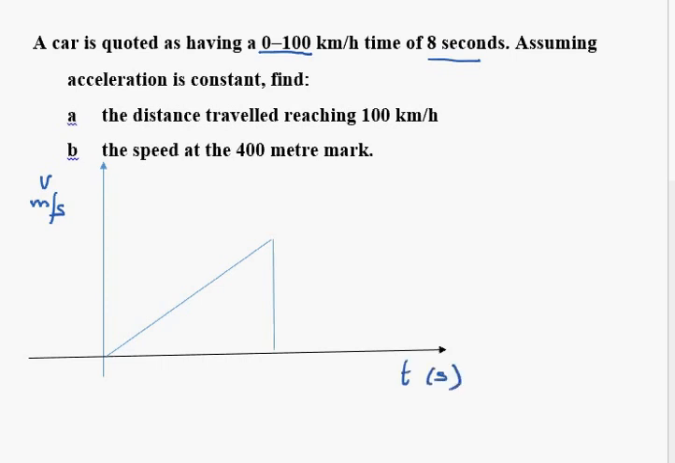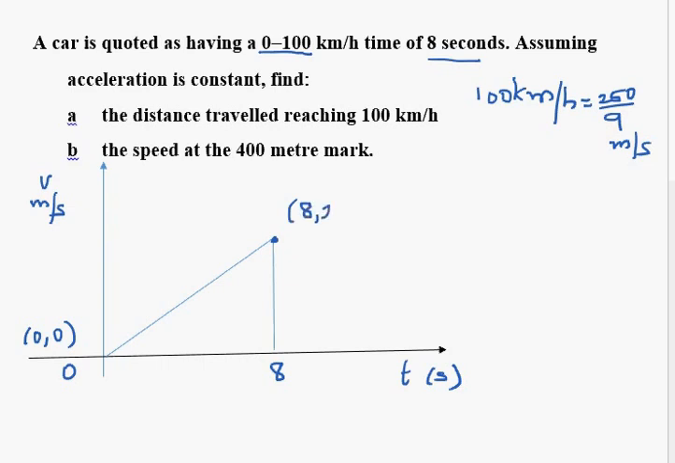So I've drawn a sketch. When time started, the speed was 0, and after 8 seconds it attained a speed of 100 kilometers per hour. If you change 100 kilometers per hour into meters per second, it is 250 on 9 meters per second. So you can write this coordinate as 0, 0, and this coordinate as 8, 250 on 9.